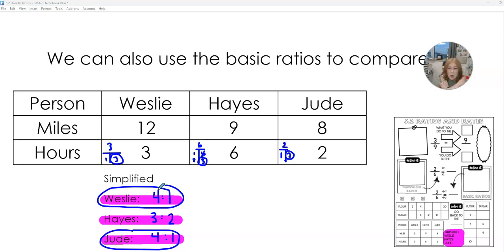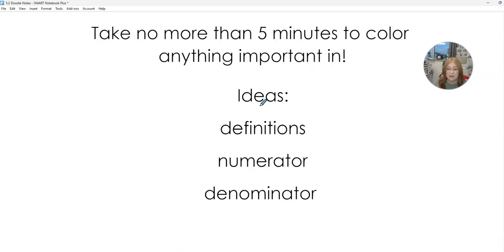So we can make basic ratios, we can simplify them, we can multiply them. All we're doing is making equivalent ratios to be able to look and compare them. So go ahead and make sure that you've colored in any definitions, the numerators, the denominators, so anything that's going to help you remember this information.